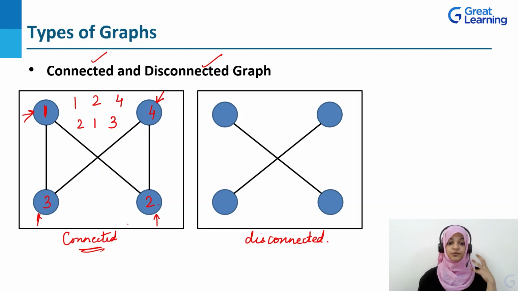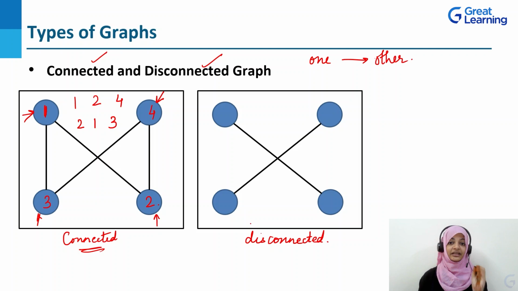So it is possible in a connected graph to go from any one vertex to any other vertex without really hindering ourselves. So all the vertices that are a part of the graph are connected to each other either via direct edges or via a path that exists within the graph.